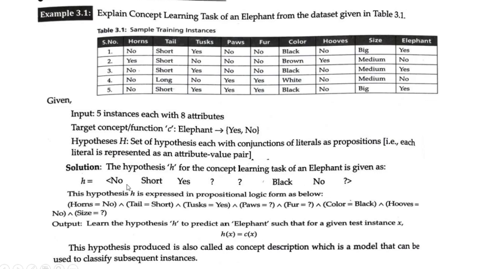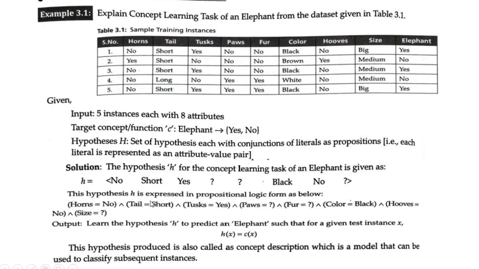Okay, so let's say horn is no. This is one hypothesis that I am writing. Let's say horn is no, tail is short, tusk is yes, paws and fur can take any value, color is black, hooves is no, size is any value.